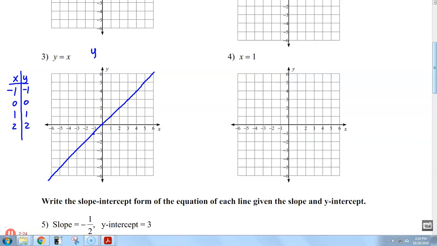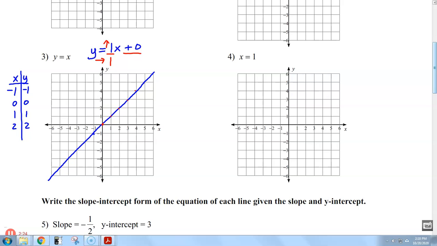Technically, though, it's y equals 1x plus 0. So if you think about it this way, our y-intercept is 0. Our slope goes up 1 and right 1, and you'll get the same exact line. Number 4 is not written in slope-intercept form. There's no y. So this one is not going to have a slope.